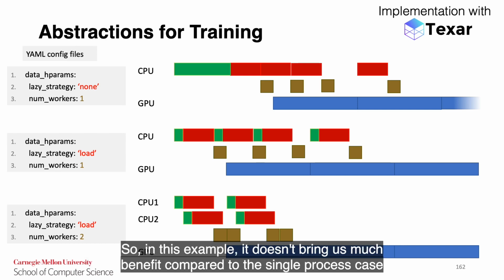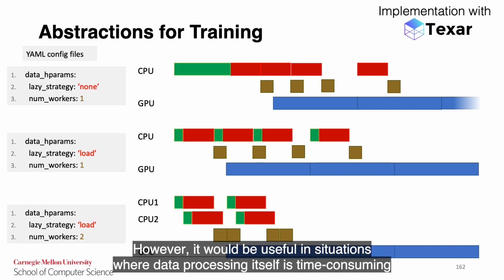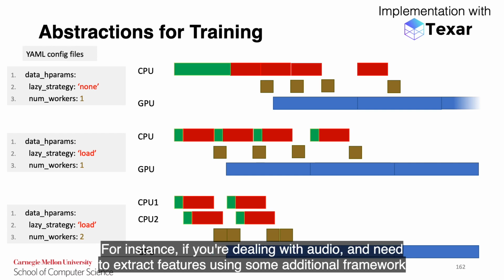So in this example, it doesn't bring us much benefit compared to the single process case because processing time for a single batch is relatively short compared to the model computation. However, it would be useful in situations where data processing itself is time-consuming. For instance, if we're dealing with audio and need to extract features using some additional framework.